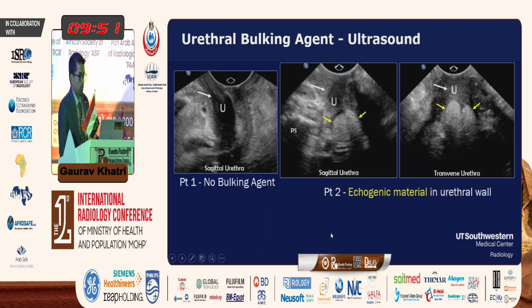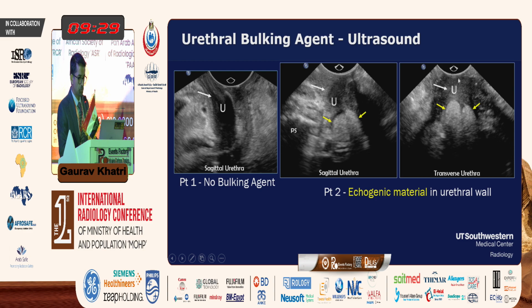How about on ultrasound? So here is patient number 1. This is a normal urethra on ultrasound. There is no bulking agent in this urethra. Patient number 2, same sagittal orientation. This is the urethra, and then all of a sudden you see this very echogenic round globular material. This is bulking agent, specifically silicone bulking agent in the urethra.